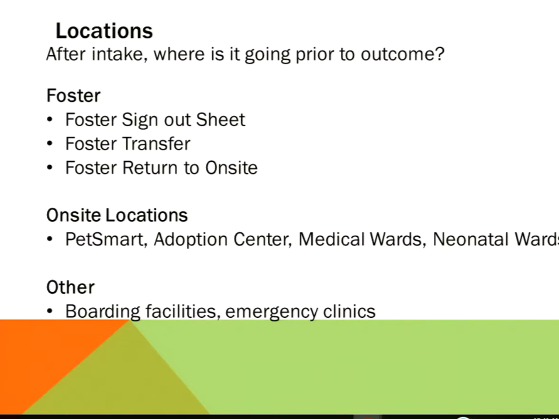Okay, so then location. So after intake, where is it going? If they're going into foster, I love having a foster sign-out sheet for fosters to sign. What we usually do is just have the animal's information, any specifics about the animal, if it's a young kitten, what is it eating, that kind of thing. And then bullet points just to remind them of the most important information. This is who you contact with questions. This is where you go for medical. This is who you send your marketing materials to.